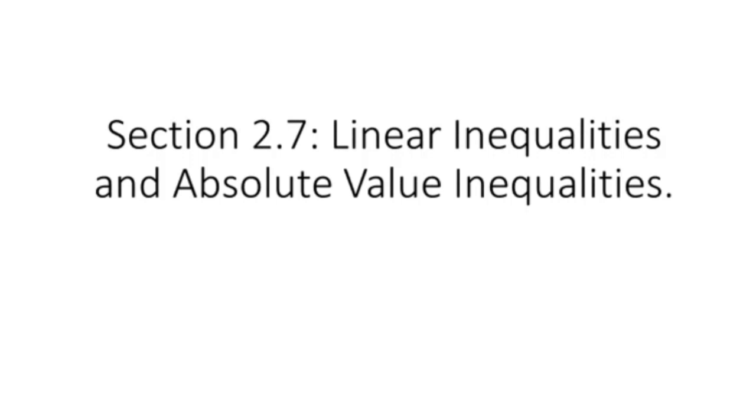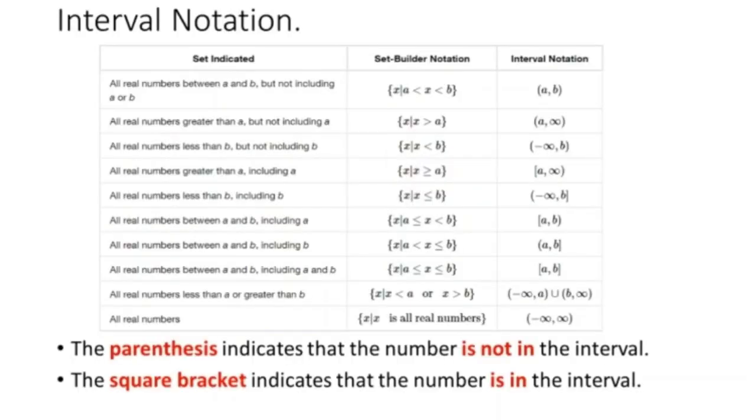Section 2.7, Linear Inequalities and Absolute Value Inequalities. Throughout this section, we're going to solve several types of inequalities, both linear and inequalities involving absolute values. One thing we have to be aware of when we solve inequalities is that typically there's infinitely many solutions to an inequality. So we're going to come up with notation to help us represent all the solutions in a nice condensed way. The notation we're going to focus on the most is what we're going to call interval notation.